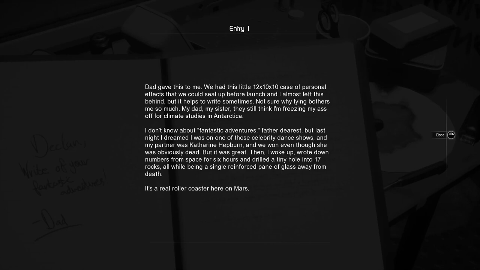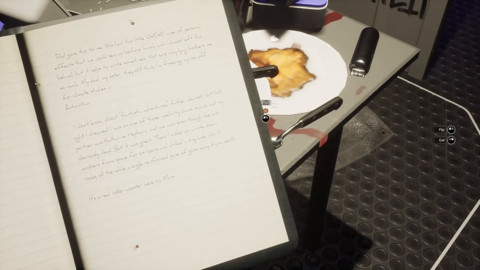I don't know about fantastic adventures, father dearest, but last night I dreamed I was on one of those celebrity dance shows and my partner was Katharine Hepburn, and we won, even though she was obviously dead, but it was great. Then I woke up, wrote down numbers from space for 6 hours, and drilled a tiny hole into 17 rocks, all while being a single reinforced pane of glass away from death. It's a real roller coaster here on Mars. Okay, flip.